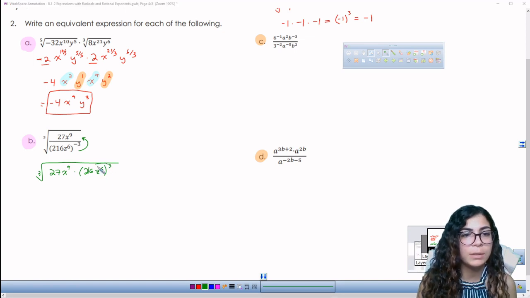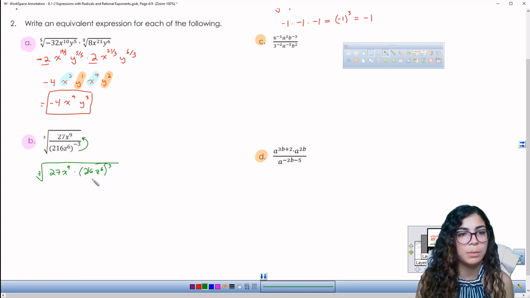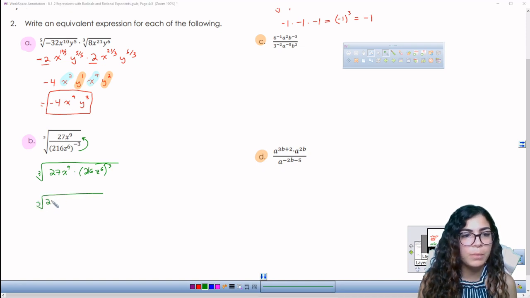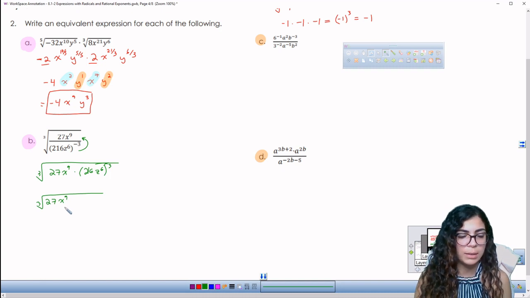Now I can go in and distribute that power of positive 3 to both of those, so we end up with the cube root of 27x to the power of 9, and then 216 to the power of 3. Oh, wow, large number.